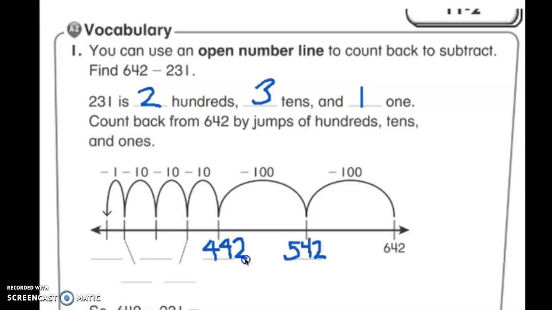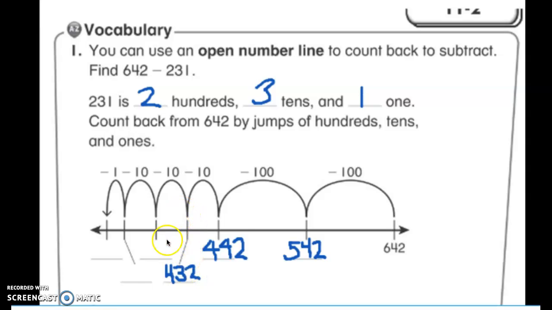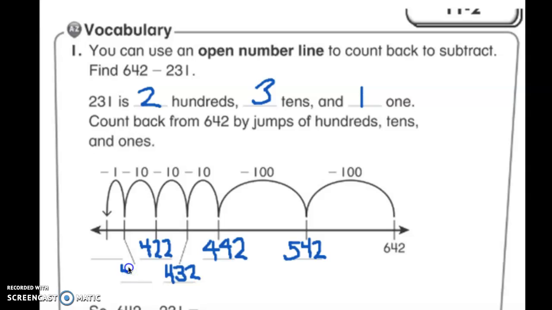Now we're going to subtract our tens. 442 minus 10 is 432. 432 minus 10 is 422. And 422 minus 10 is 412.